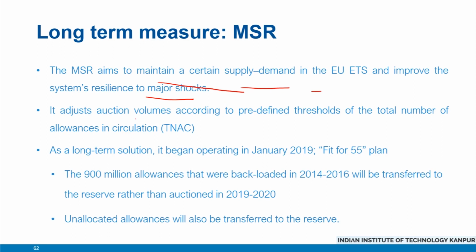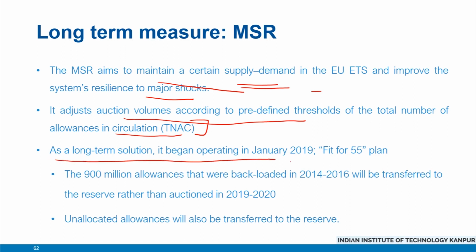So in a way, it adjusts auction volumes according to some predefined thresholds of the total number of allowances in circulation. We'll discuss this TNAC and its mechanism in more detail shortly, but essentially it adjusts the supply-demand imbalance. As a long-term solution, it started operating actively from January 2019. In July 2021, the European Commission proposed the revision of this MSR under the Fit for 55 plan, implemented from 2021. It was already running from 2019.